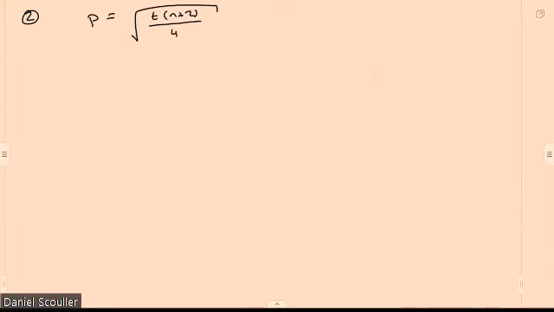Right, make sure you copy that out correctly, okay? So what I've got underneath the root sign, that root sign covers everything there. Underneath that, I've got a fraction made up of t bracket n plus 2 on top of the fraction, and then divide by 4 on the bottom of the fraction.